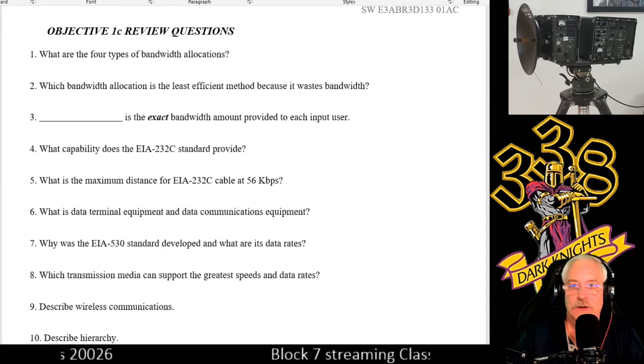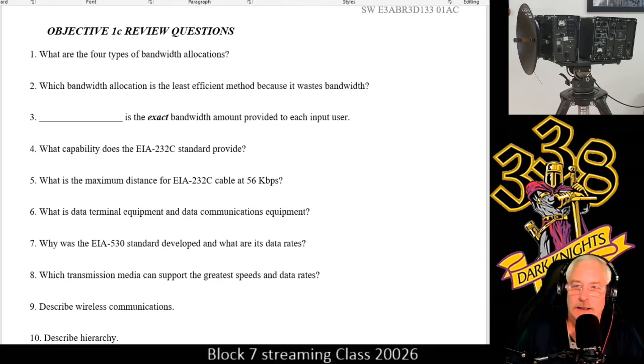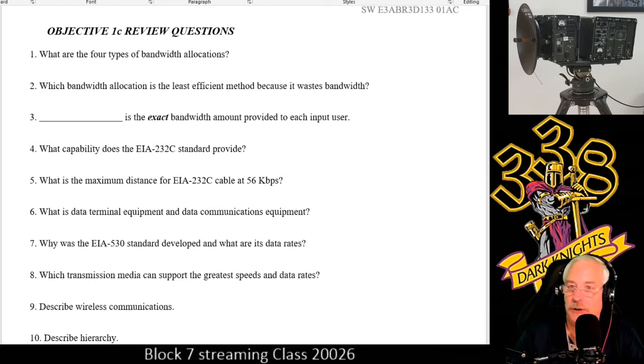Number 5 is 50 feet. Number 6, this is per EIA: data terminal equipment, which is DTE, is considered to be the computer. Data communications equipment, better known as DCE, is the modem.